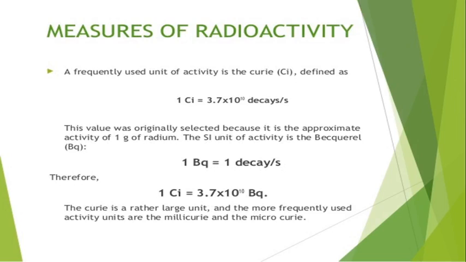We had already seen the units of activity. 1 becquerel is equal to 1 decay per second, 1 curie is equal to 3.7 into 10 raised to 10 decays per second, and 1 Rutherford is equal to 10 raised to 6 disintegrations per second. The SI unit of activity is becquerel.